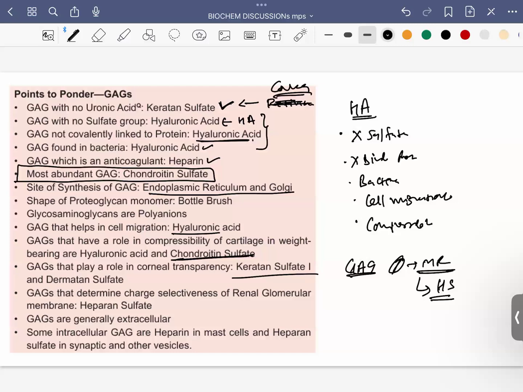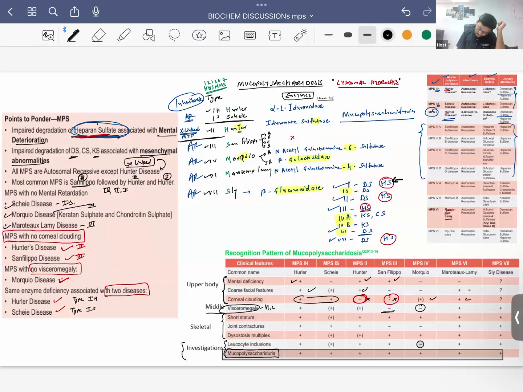Type 4. The name is? Okay, Morquio. As we had seen here, the only type 4, or the Morquio condition, did not have leukocyte inclusions. Except for them, all the conditions have leukocyte inclusions.